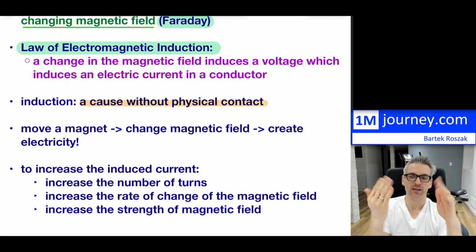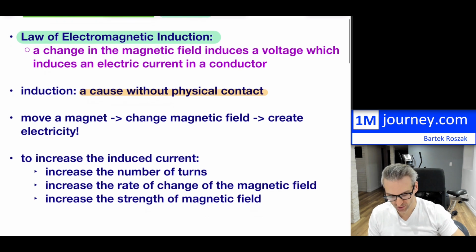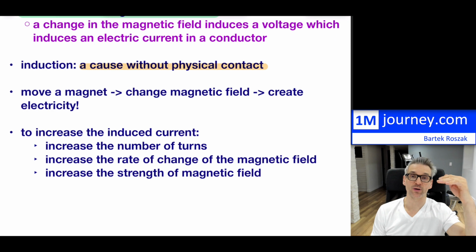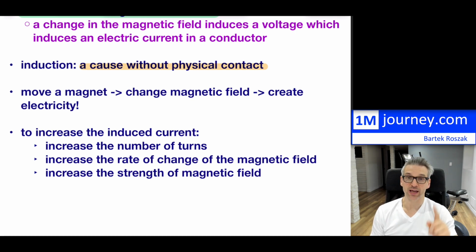Now, if you wanted to increase the induced current in your conductor, you can do it several ways. As you know, you can certainly coil things up. As you coil the conductor, like a wire, you can increase the magnetic field, but you can increase the current itself as well. So if you increase the number of turns or coils, you can increase the actual current which is going to flow.